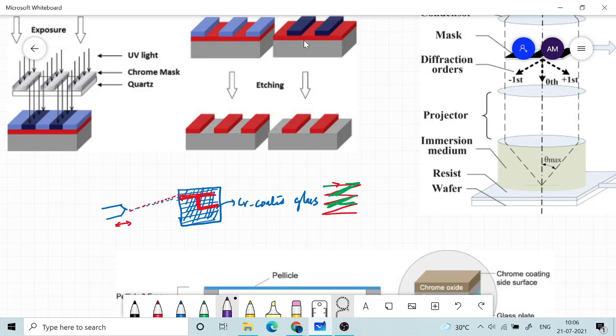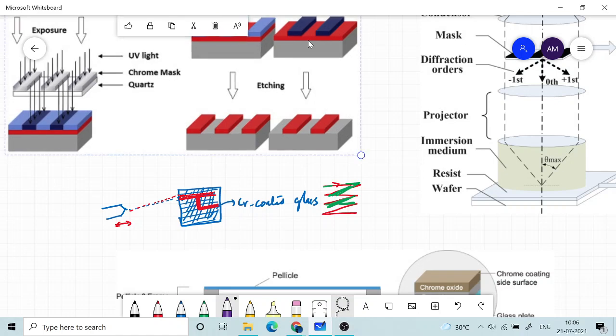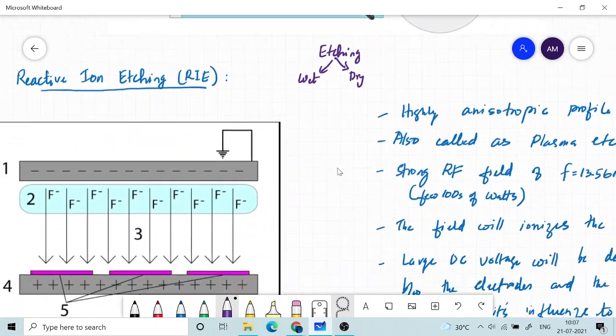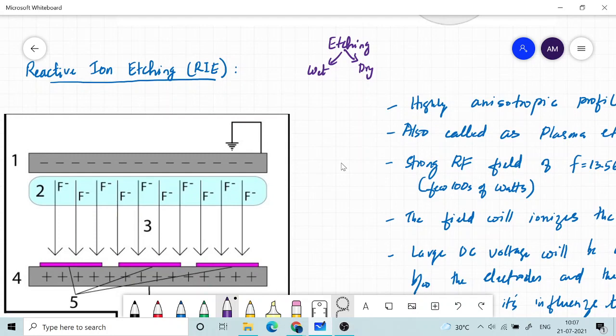Isotropic means it will etch not only in the downward direction, it will also etch in the lateral direction. That means it will eat some portions underneath the photoresist which is remaining. It is covering from above but not from the side, because once you etch these open regions, some of the side of the closed region will also become exposed and will etch in that direction. That is very undesirable, and to overcome this difficulty we have anisotropic etching, that means direction dependent etching.